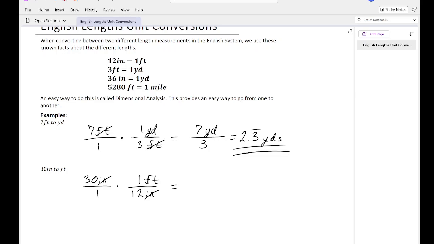So 30 times 1 foot is 30 feet. And then 1 times 12 is 12. And then I just do the math here, 30 over 12, again, just throw in a calculator. That'll end up giving you 2.5 feet. So 30 inches to feet is 2.5 feet.